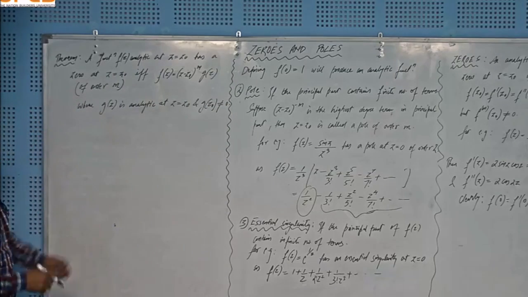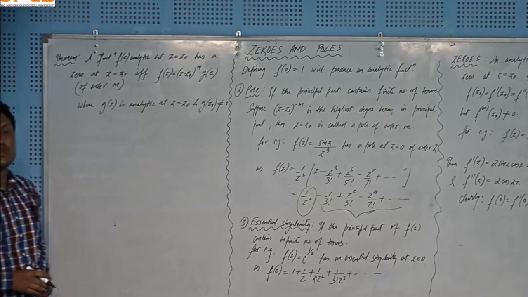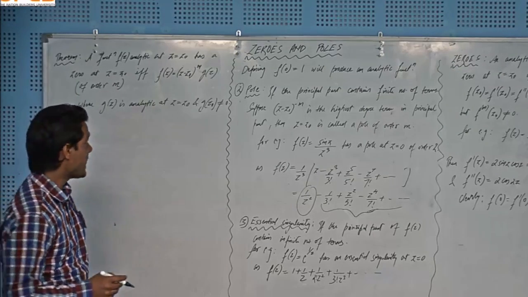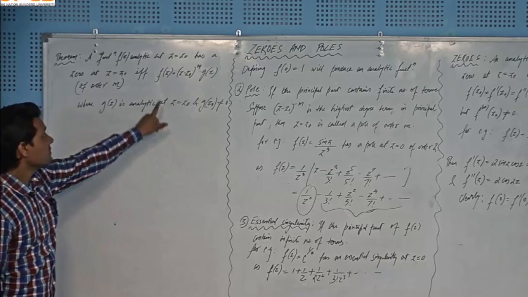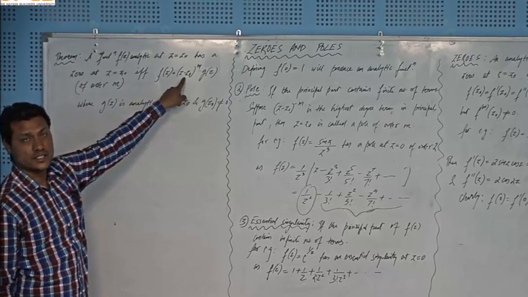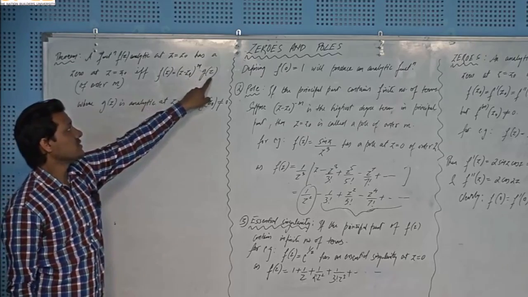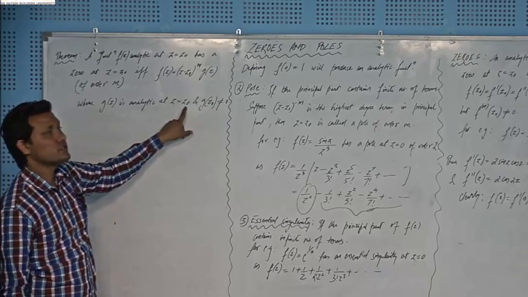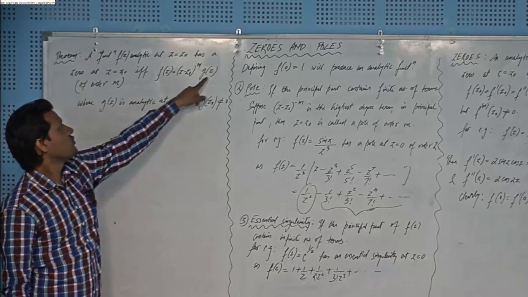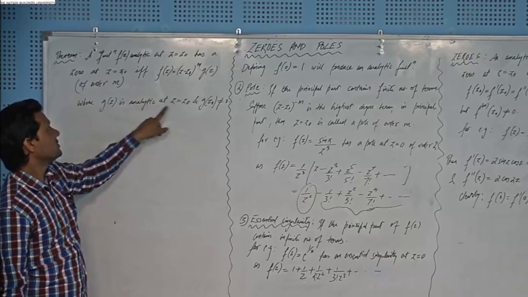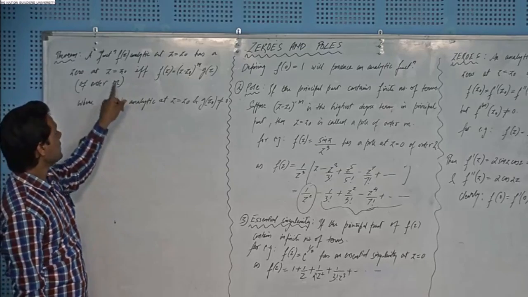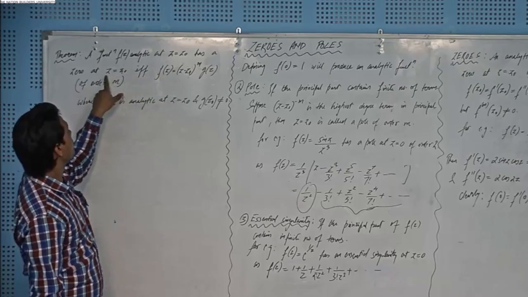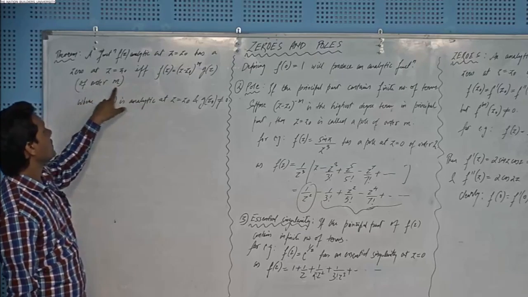So another way of looking at the 0 of a complex function which is analytic at a point z equal to z naught is that if you can express that function in this form, (z minus z naught) to the power m and g(z), where g(z) should not be equal to 0 at that point and it should be an analytic function at z equal to z naught, then you will say that the function has a 0 at z equal to z naught of order m.